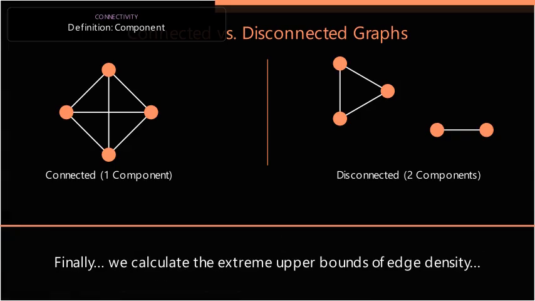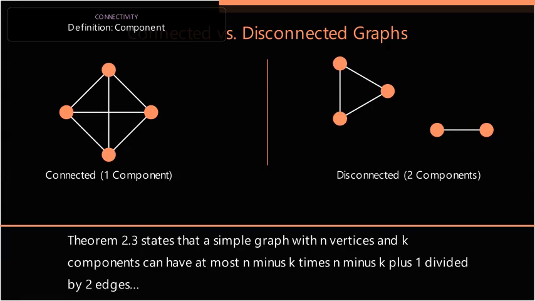Finally, we calculate the extreme upper bounds of edge density. Theorem 2.3 states that a simple graph with n vertices and k components can have at most (n-k)(n-k+1)/2 edges.